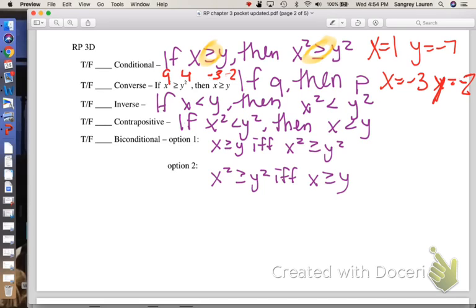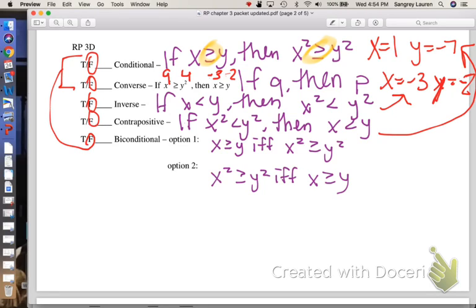Now the inverse is also false for the same counterexample as my converse, and the contrapositive is false for the same counterexample as the conditional. So all of these are false. And as far as the biconditional goes, remember you're checking conditional and converse. Since they are both false, this biconditional is also false.